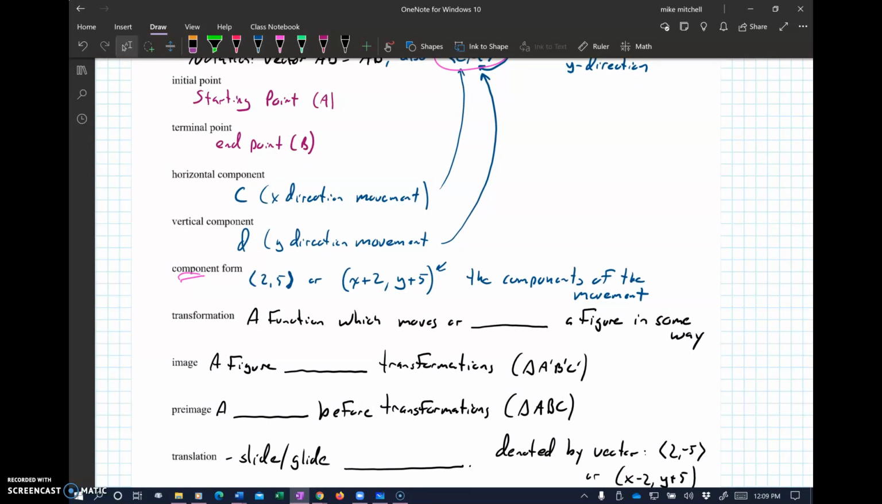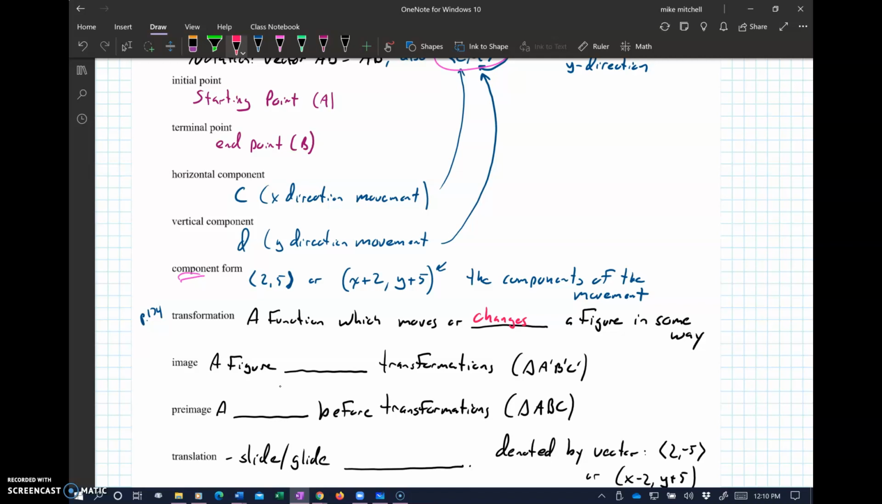Transformation. Again, this stuff is all listed on page 174 still, so you're still on page 174 here. A function which moves or, pause it, try to get those answers in. I need to get this a different color here. I need to go to my red. Changes a figure in some way. The red just helps me know what to erase for next year.